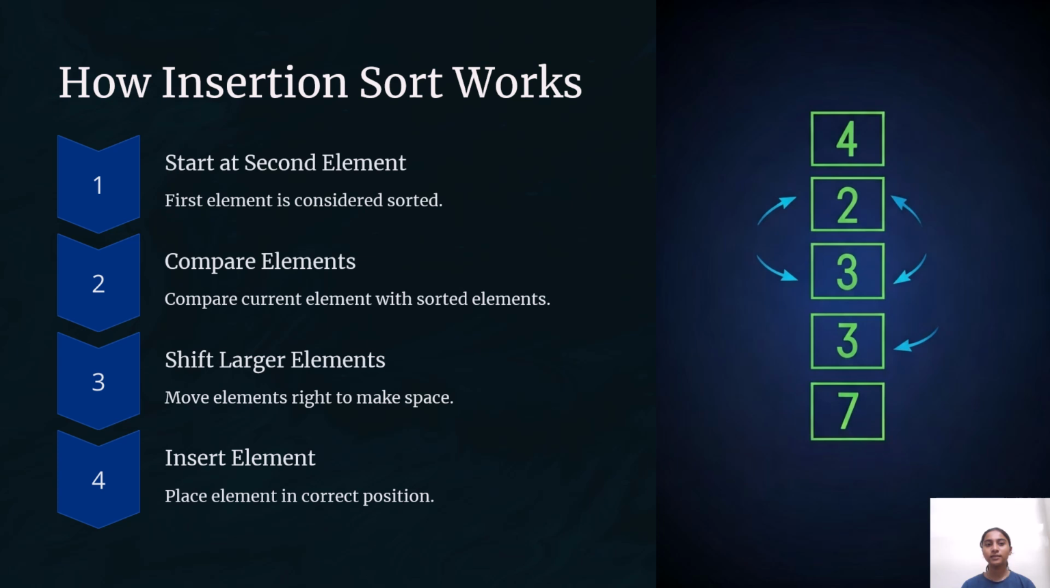Now we will discuss how insertion sort works. First we will start with the second element, because the first element we consider as a sorted element. Next we will compare the current element with the sorted elements. Then we will shift larger elements to make room at the correct position, and then we will repeat these steps until the list is sorted.